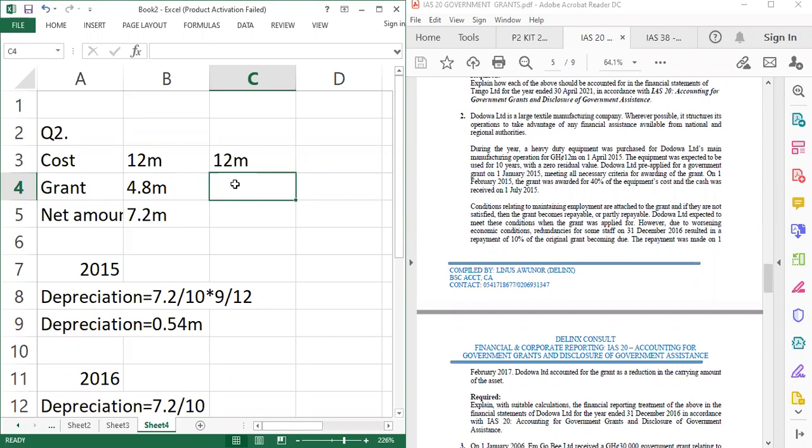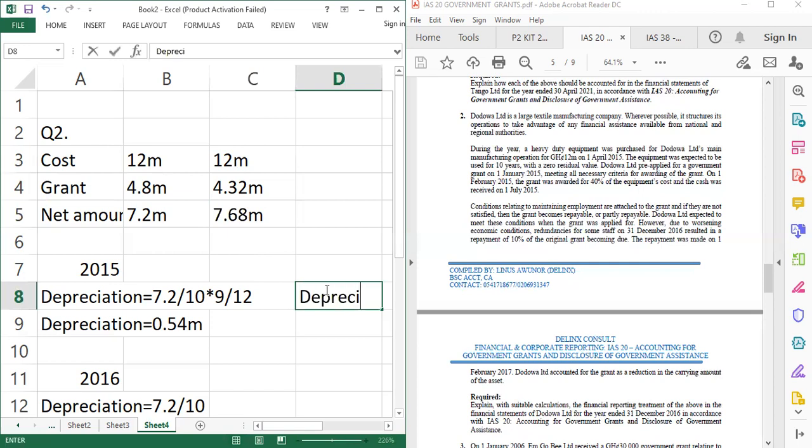And that will give us how much? 4.32. And if we subtract, what should have been the actual net amount? 7.68. Okay. If this is the actual amount now, then what should have been the depreciation in the first year?